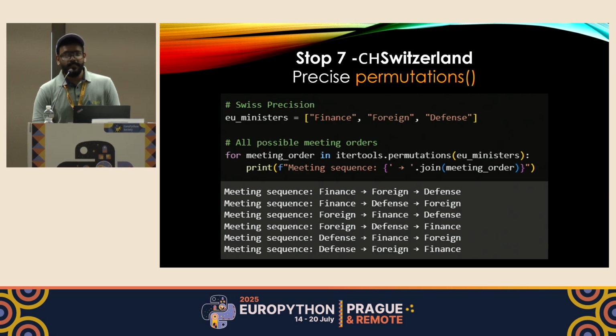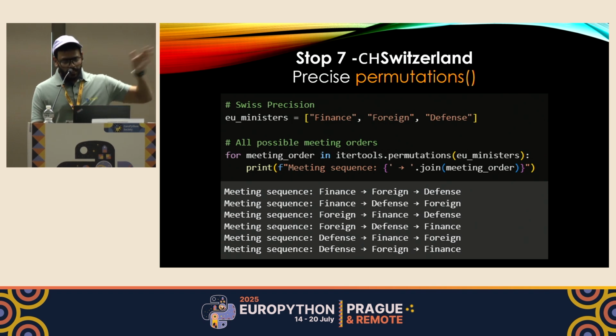And we are at Switzerland now. As I heard, it's a country known for precision, clockwork organization and attention to every possible order, right? So here we are trying to do permutations. Permutation is pretty similar to the product function where we explore different combinations, but permutation handles the combinations only from one set of input variables. In our example, we have European ministers where we want to figure out all possible ways they could meet, in what order the meetings could happen.